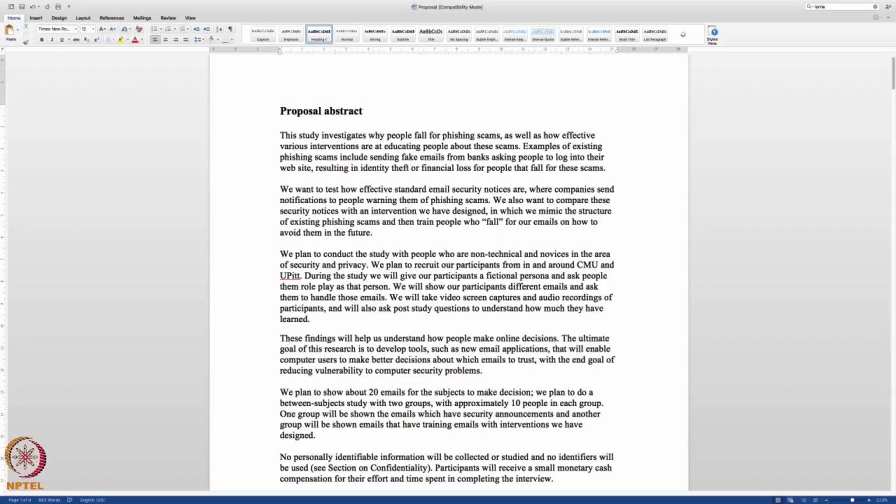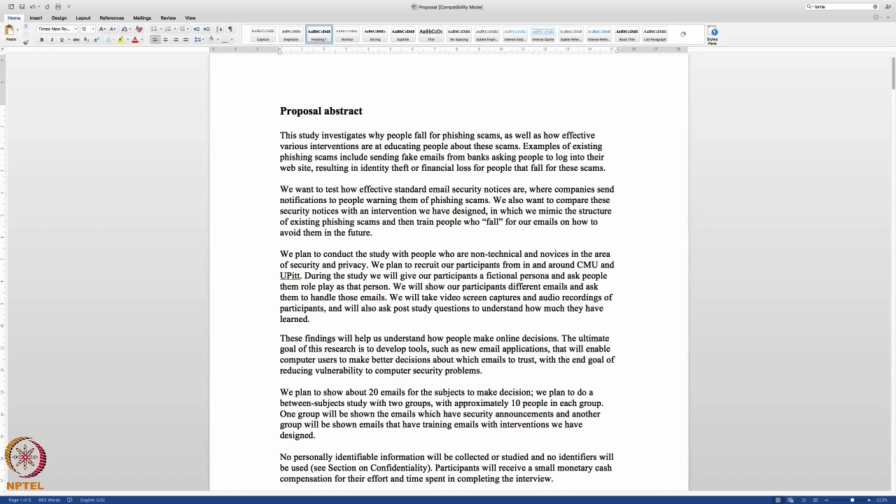Essentially, as I said, the main goal for the IRB committee is to check whether this is the only way to collect data, and how are you collecting the data, who are the participants, what kind of data is being collected. So in the proposal, first you basically describe a summary of the study, so to say.